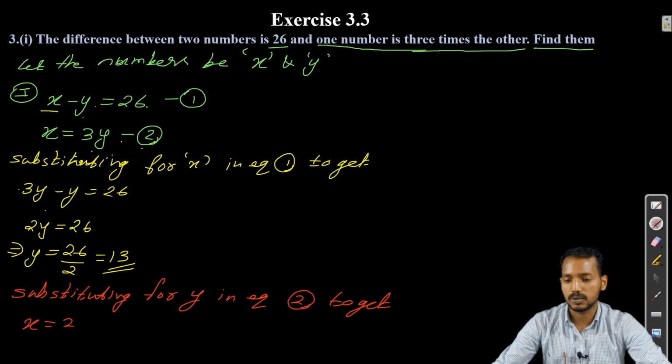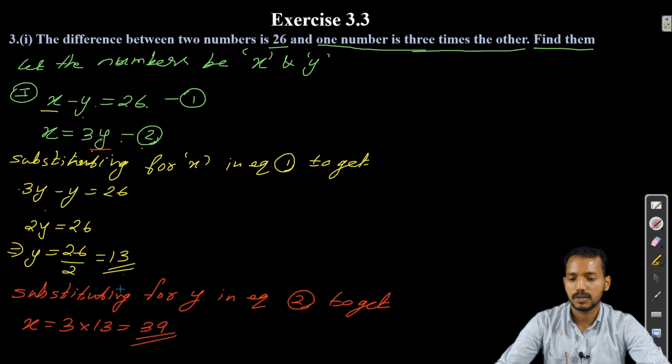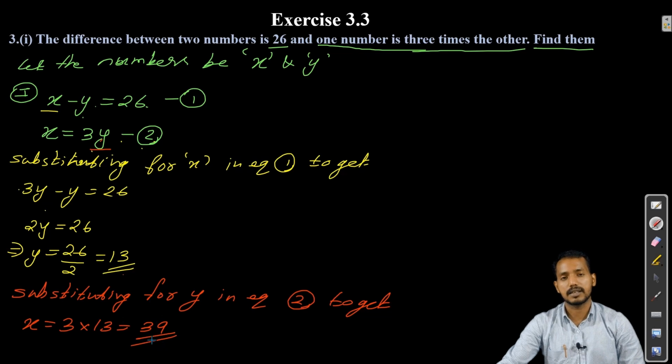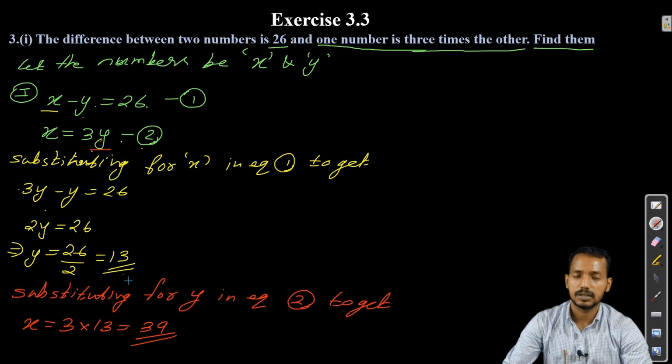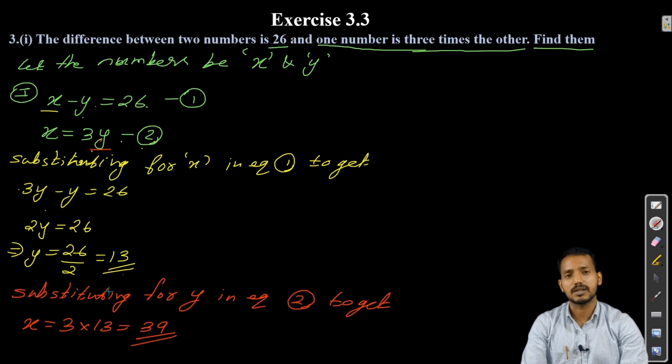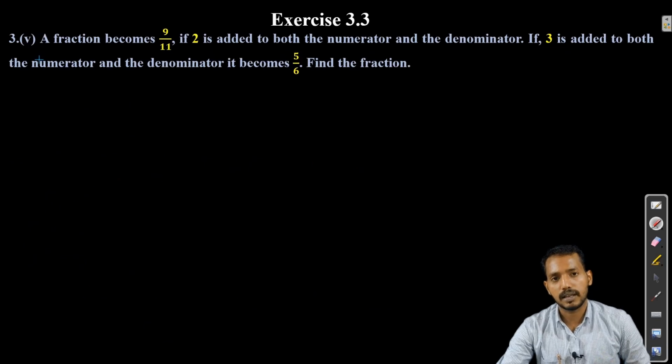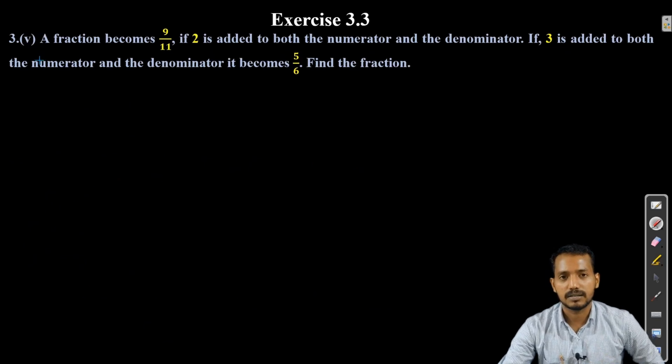x is equal to 3 into y. The value of y is 13. So 3 into 13 is equal to 39. So the greater number is x, that is 39, and the smaller number is 13. Clear? Very simple one. Options 2, 3, 4 are very simple and almost similar, we already discussed them. So you try yourself.